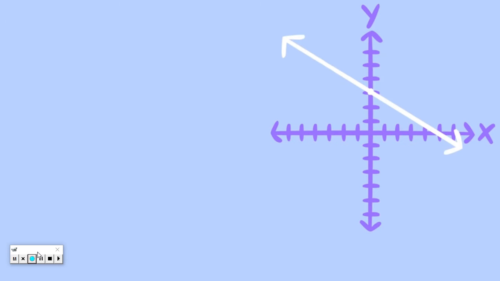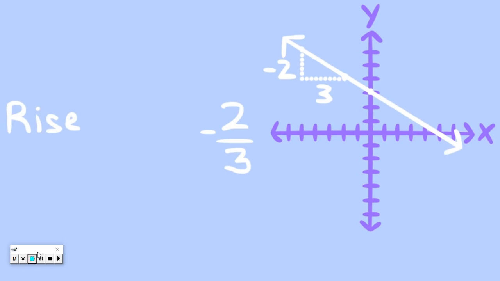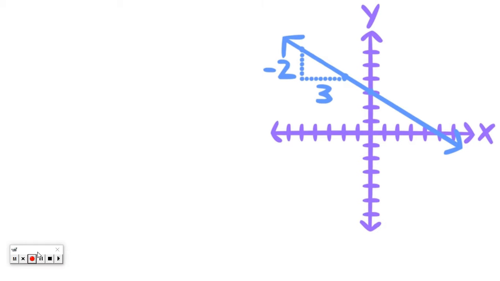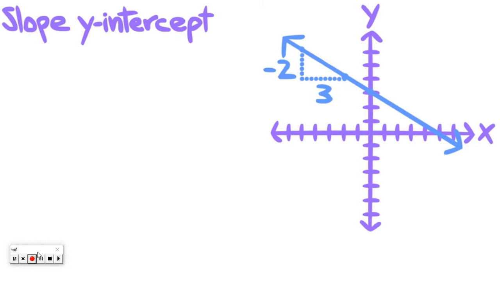See, there's this thing called slope. There are two ways that it's expressed. It's the rise over run. It's the change in y, the change in x. Let's see slope y-intercept form. Y equals mx plus b.